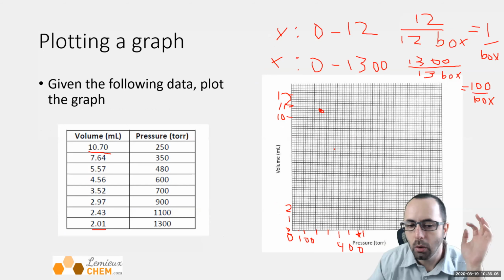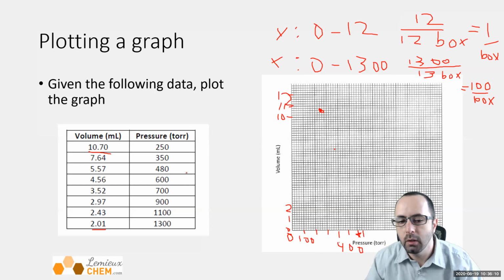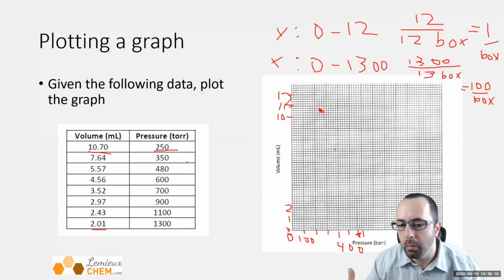So notice that there is no label for 250, for example. There shouldn't be, because our labels are going 100 by 100. The way we indicate 250 is by where we put the point. So down here, so right here.